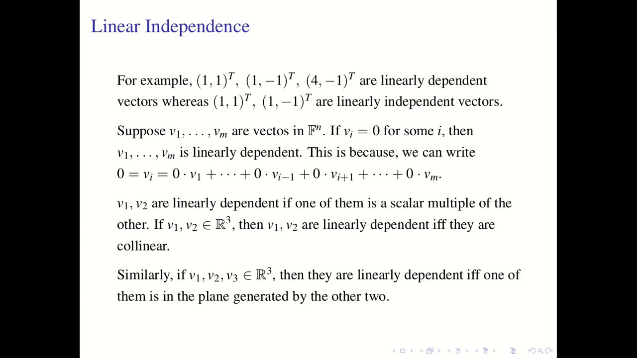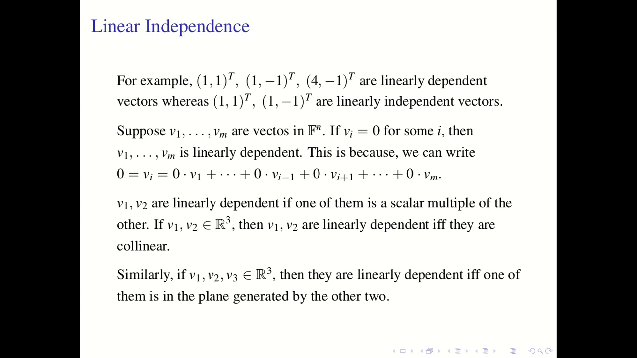So from these examples that we saw, we can say that 1 1, 1 minus 1 and 4 1 are linearly dependent, and 1 1 and 1 minus 1 are linearly independent, because any linear combination of 1 1 is a scalar multiple of 1 1. For that, both the coordinates will have the same real or complex number, so therefore it cannot be equal to 1 minus 1.